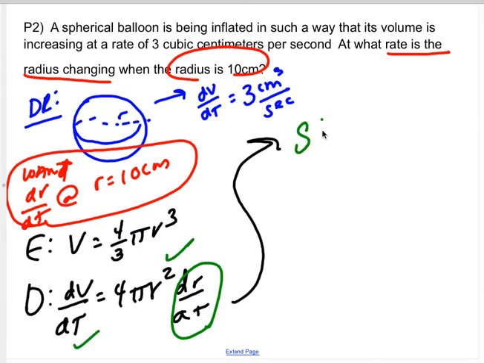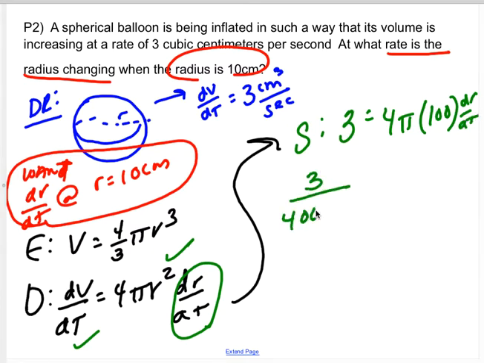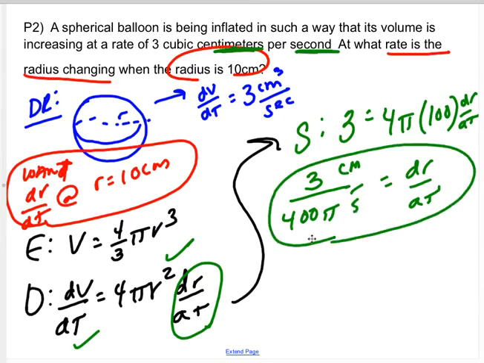So when I substitute my specific values, I'm going to get 3 equals 4π times 100 dr/dt. So I'm going to get 3 over 400π equals my dr/dt, and that should be in centimeters per second, because r is measured in length units, here centimeters, and seconds for time. So there's my answer, and that's the rate at which the radius is changing. All right, let's do one more example and one more practice problem, and we'll call it a day for this video.